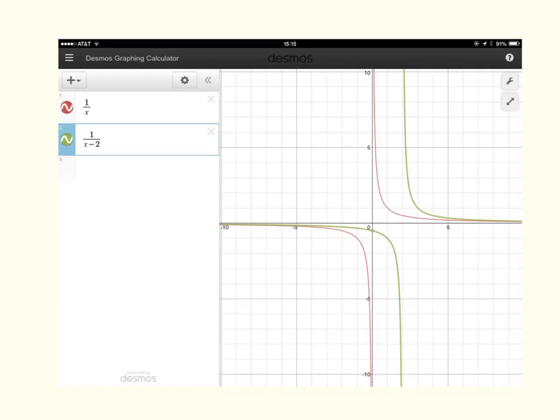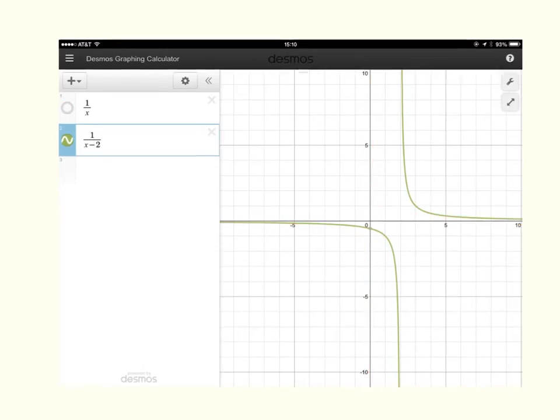Next, we'll shift it to the right, and as you probably guessed, inside or underneath the fraction bar, or in the denominator, it's the opposite of what you think. Here we have x minus 2, and here we have a shift to the right. This parent function in red has been shifted to the right. And I separated it out here, and you can see very clearly now that the asymptotes are at y equals 0 and at x equals 2. Those are where my asymptotes are.